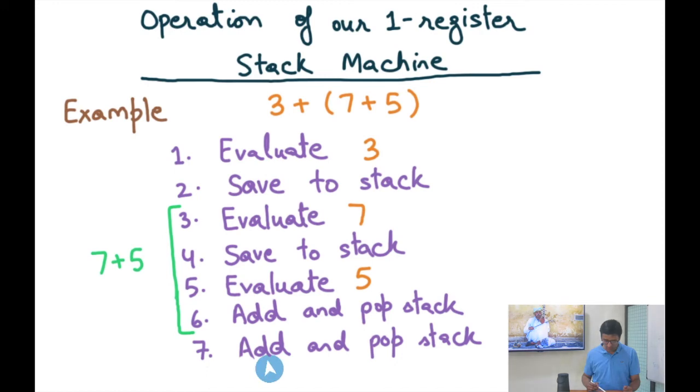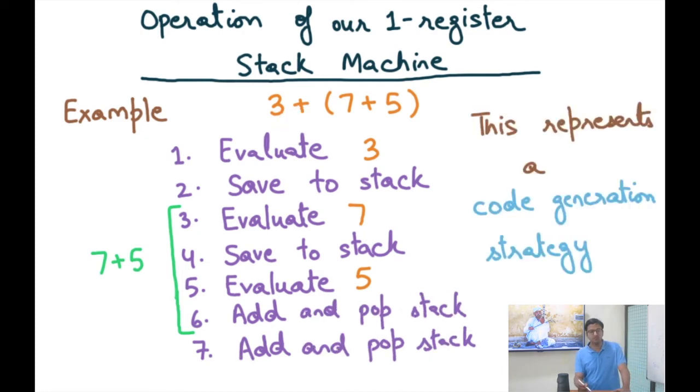And then finally, I'm going to compute 3 plus whatever was the result of 7 plus 5. The result of 7 plus 5 is already in the accumulator. 3 is on the stack, so I'm going to execute add, and that's going to put 3 plus 12, 7 plus 5, into the accumulator. And then I want to pop the stack to get rid of the saved 3 value, which I no longer need. Notice that steps 3 to 6 are computing 7 plus 5, and steps 1, 2, and 7 are computing the top level operation of addition.